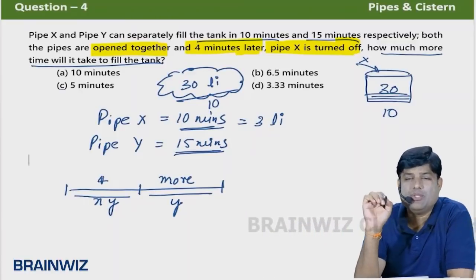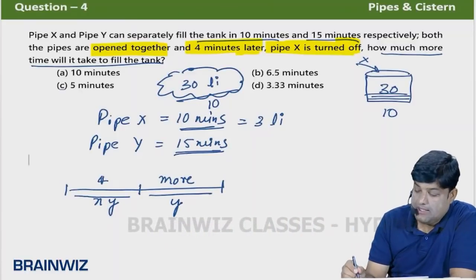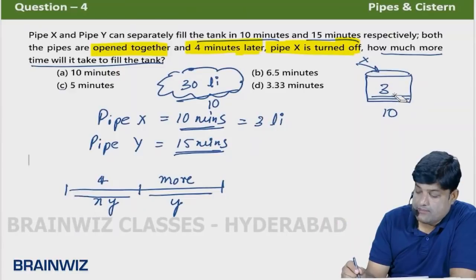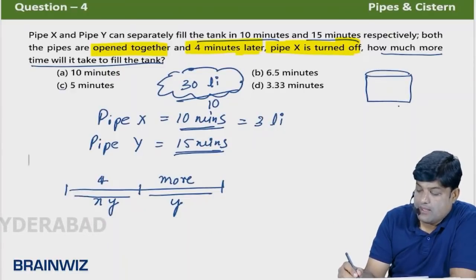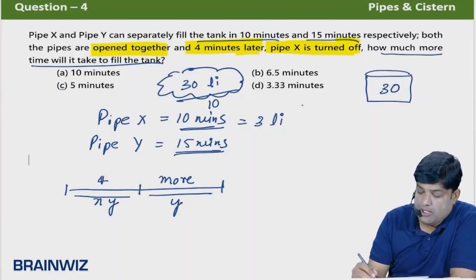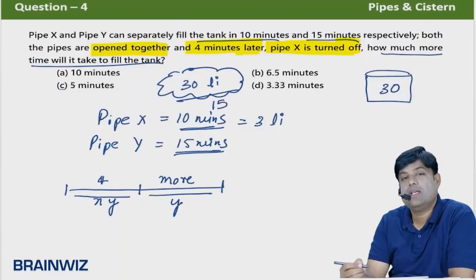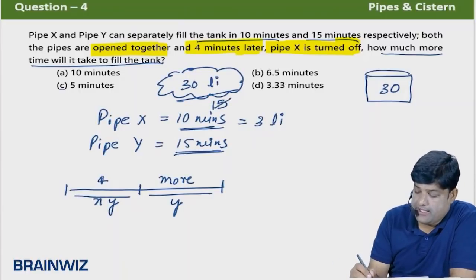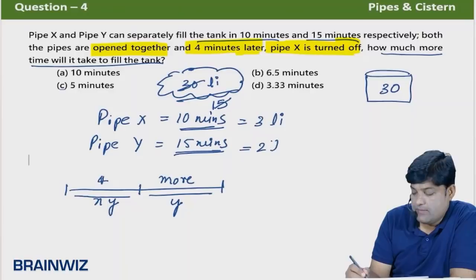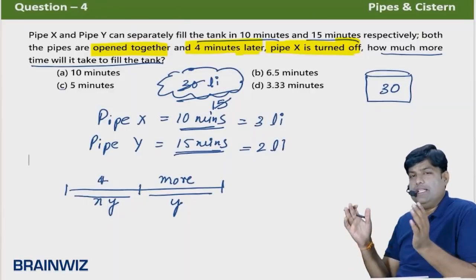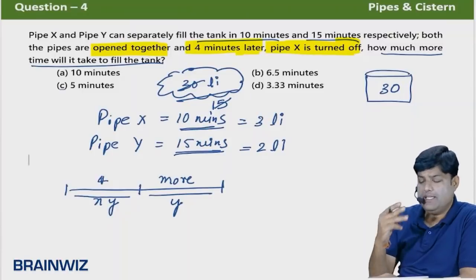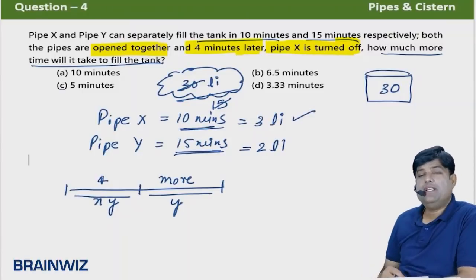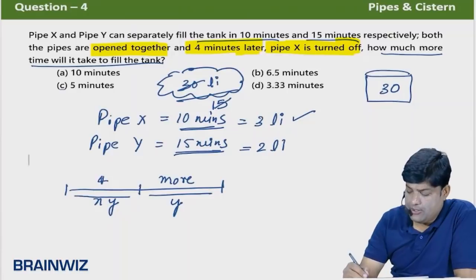Now if you give permission only to pipe Y, let's see. If only pipe Y fills these 30 liters, we divide 30 by 15, and it will take 2 liters. So you have all understood that if the 30-liter tank is filled only with X, it fills 3 liters every minute, and if it is filled by Y, it fills 2 liters every minute.